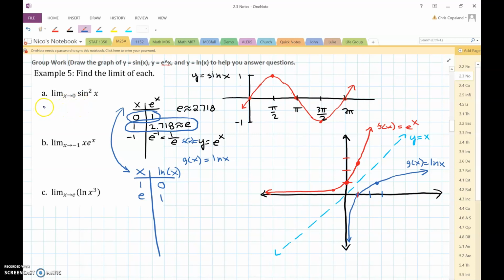So the first one, part A, we have the limit of sine x squared, I'm going to write it this way, as x approaches 0. So let's see if direct substitution would work. If I plug 0 into sine of x right here, I'm going to get 0. Sine of 0 would be 0. 0 squared would be 0. So that's going to be 0. That works.